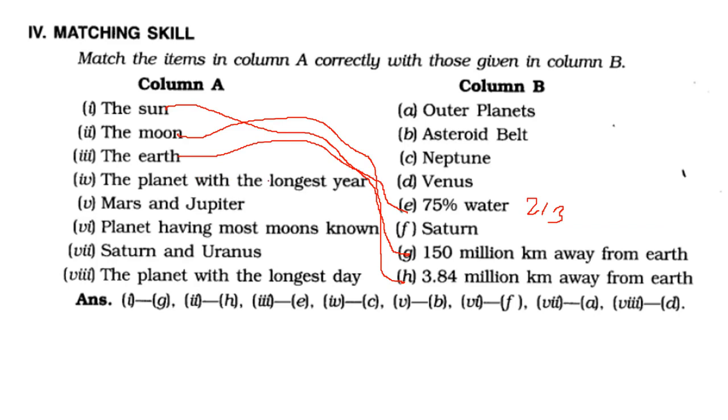The planet with the longest year is Neptune. Mars and Jupiter, they have the asteroid belt between them, where asteroids are found. Planets having the most moons known are Saturn and Uranus. These are outer planets. The planet with the longest day is nothing but Venus.